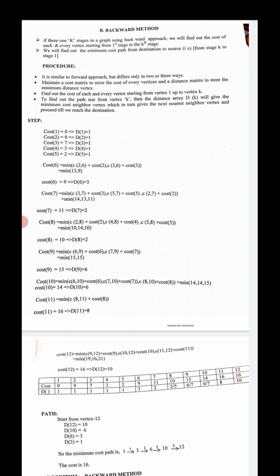How we can get the 2? Destination of 7 will be 2. The minimum value among 14, 13, 11: 11 is the minimum value. In which place we can get cost of 2? We can get the 11. That's why destination of 7 will be assigned to 2.